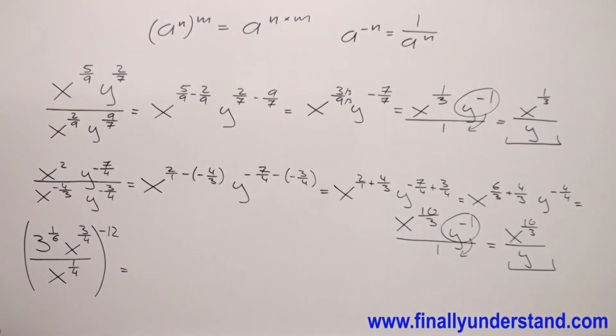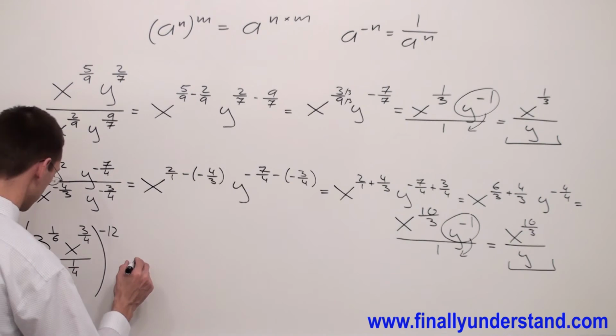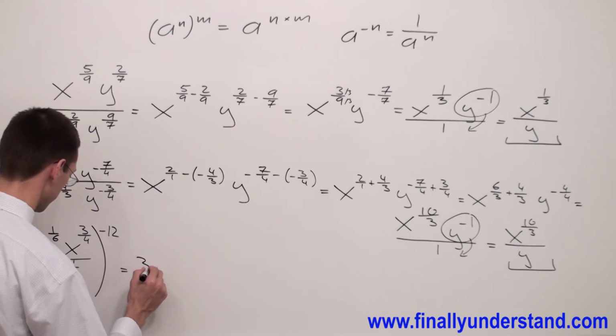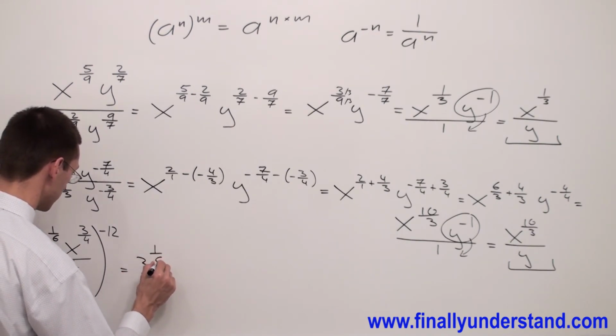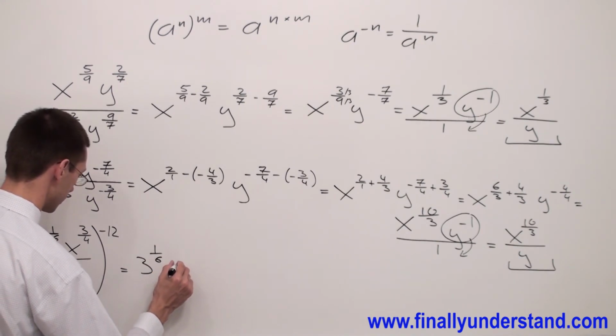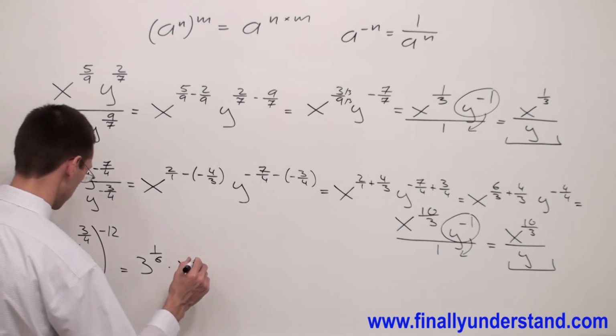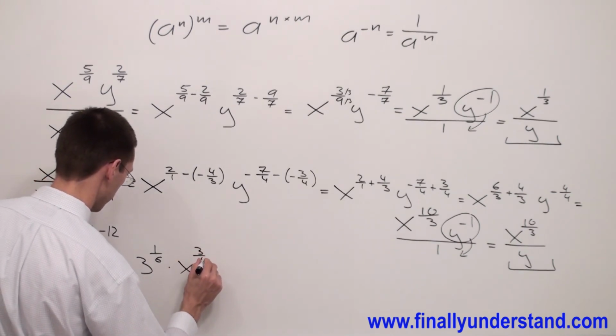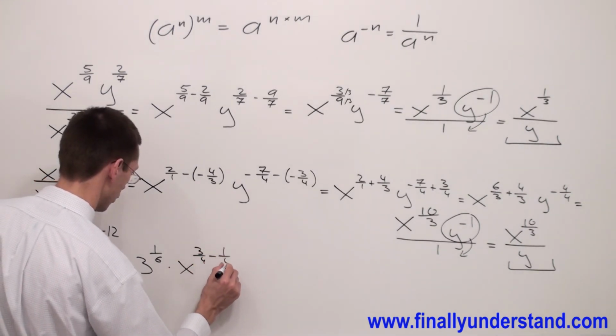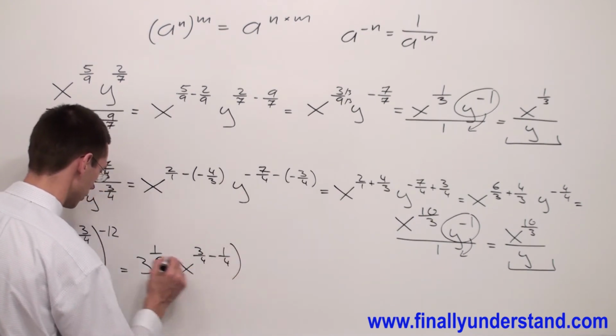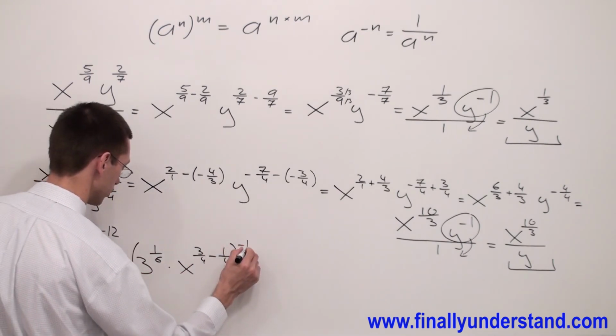Let's take a look at this example. Again, I have the same base. I have x and x. I'm going to keep the base and subtract the exponents first. That's why I have 3 and 1/6 times x, 3/4 minus 1/4, and everything is raised to the power minus 12.